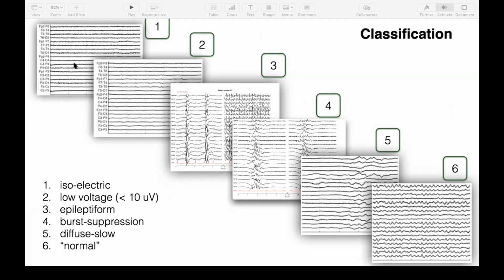One is isoelectric and 2 is low voltage. And on the other end of the spectrum, we have normal or continuous EEGs with normal amplitudes, the diffuse slowed EEGs, and the relatively a little bit more complicated category 3 and 4, where the EEG is discontinuous, showing burst suppression patterns. Time is a little bit too short to go into details.